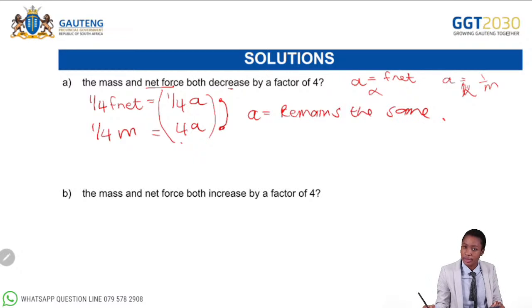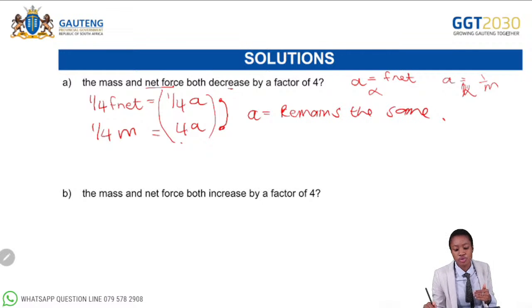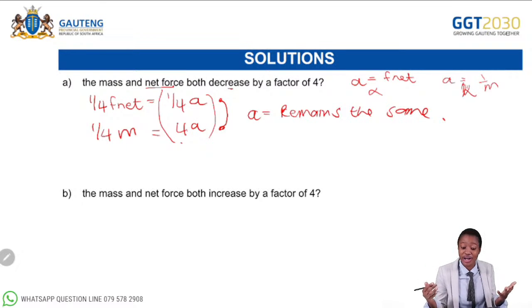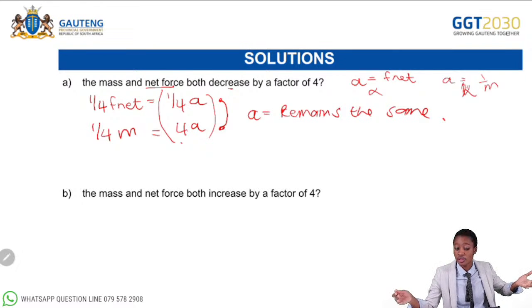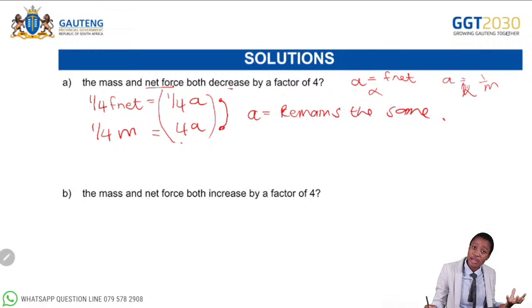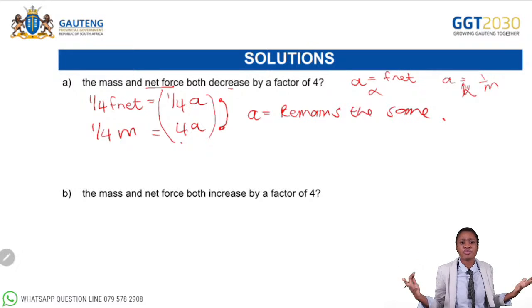Let us look at number B. Number B says, what happens to acceleration when the mass and the net force both increase by a factor of 4? Let me give you a minute to go back using the same method. Here we decreased force by a factor of 4, meaning that acceleration also decreased by a factor of 4. We decreased the mass by a factor of 4, but acceleration increased by a factor of 4. A remained the same because the factors of 4 neutralized each other. So I'll give you a minute to quickly fix B, C, and D. See you after a minute.